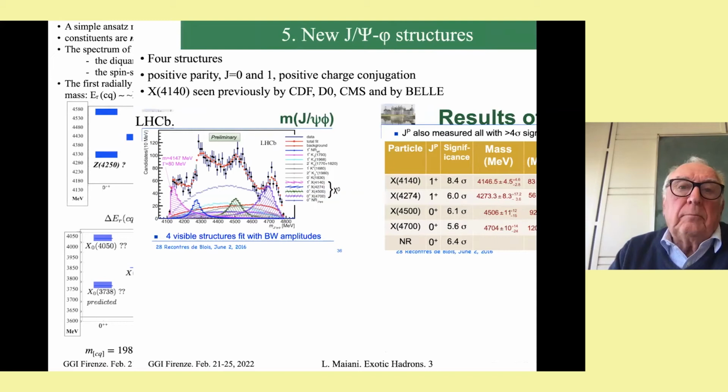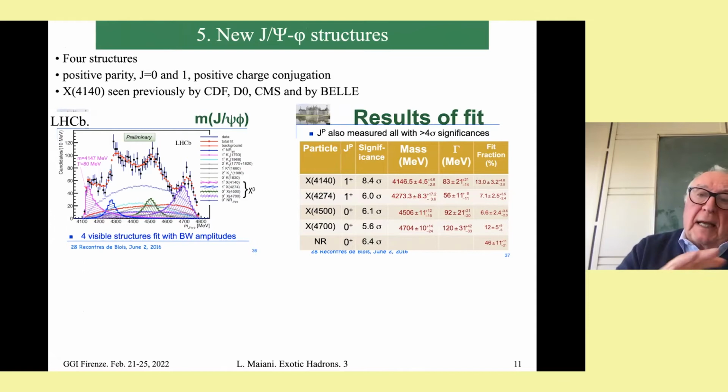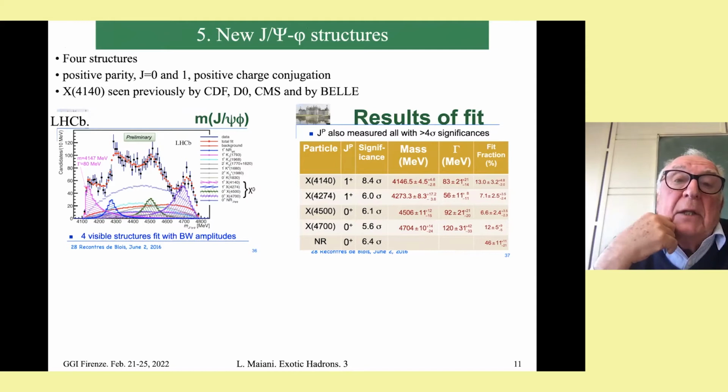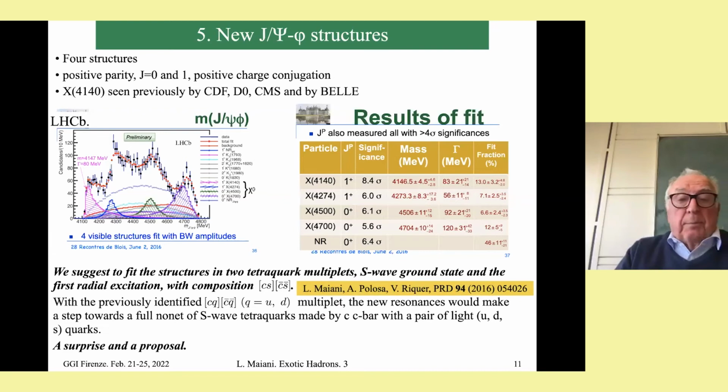Now let me go to something that came out after this first consideration that essentially worked on the X and the Z. And it was the discovery by LHCb of a set of resonances which decay into J/psi phi. So they have an internal structure which has a valence charm anti-charm pair and a valence s s-bar pair. And our proposal was that these had to be tetraquarks with c s c-bar s-bar composition.